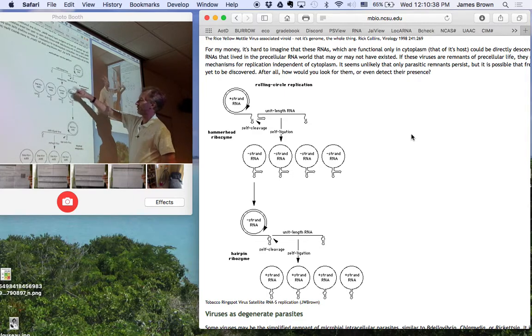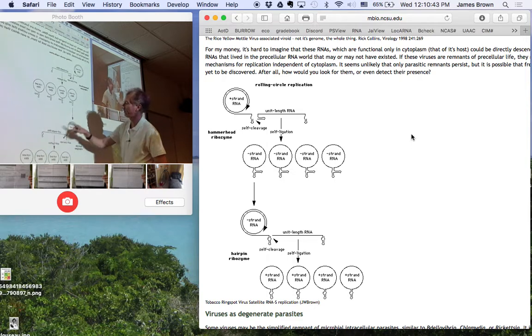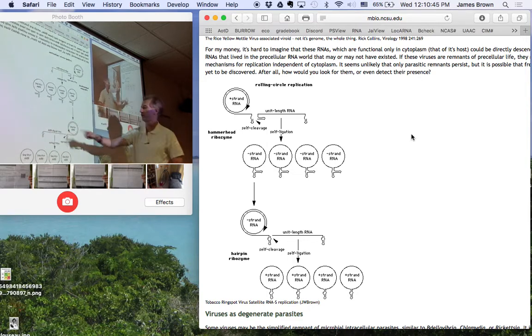This then serves as a substrate for positive strand replication. The replicase does that, and you do the same rolling circle sort of thing, and on this strand you have a hairpin ribozyme. Same sort of thing, self-cleavage, self-ligating. And this process can go on and on and on in the infected cells.